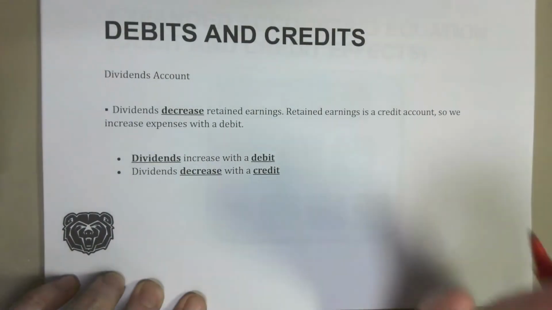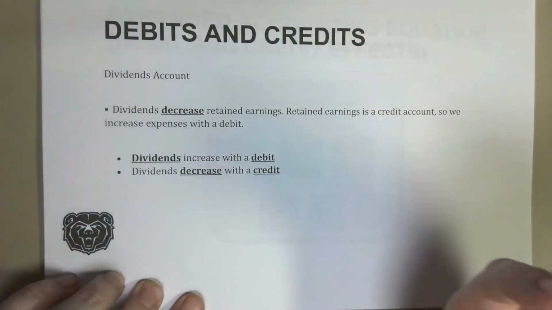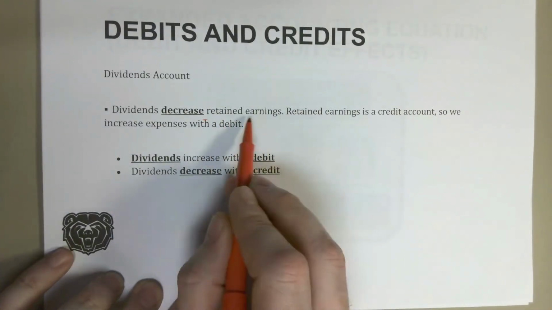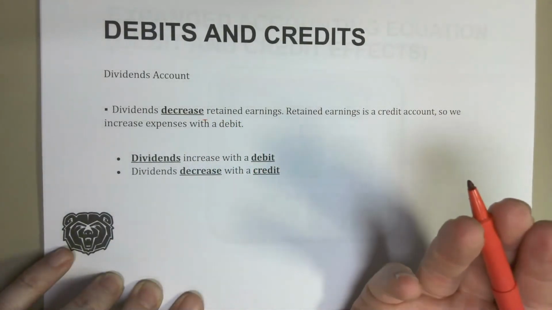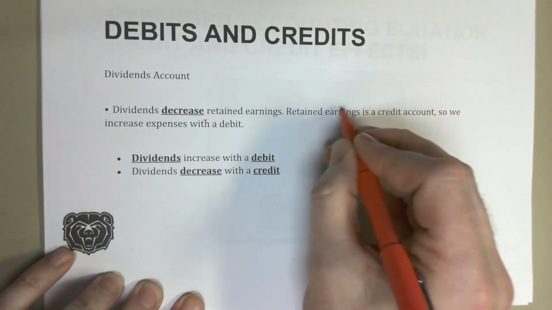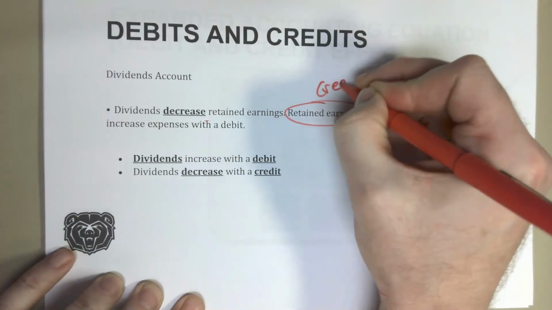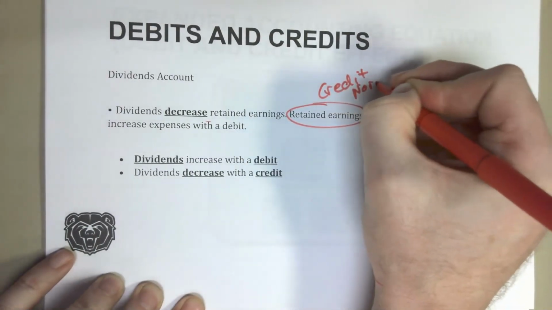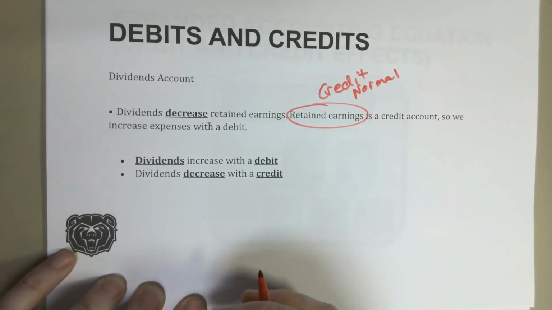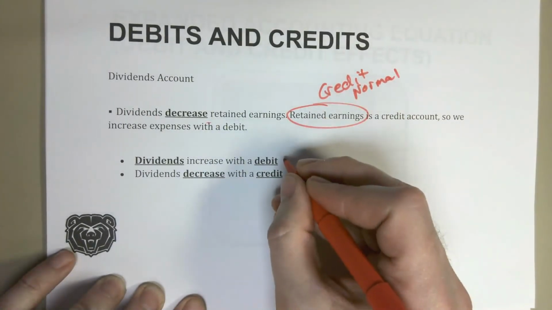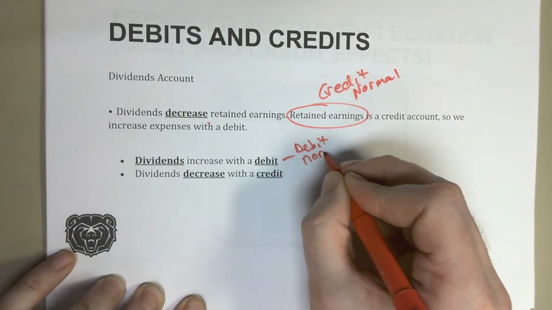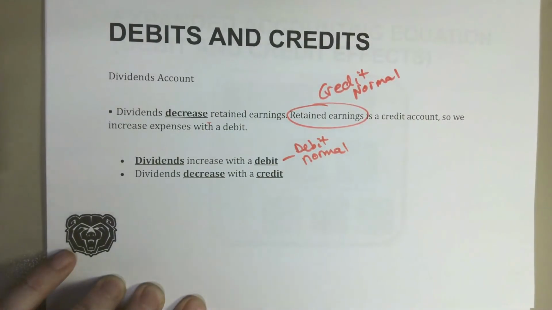But dividends are the same as expenses. They're not expenses, but they behave in the same way. Dividends are going to decrease your retained earnings, okay? So again, since we increase retained earnings with a credit, since retained earnings is credit normal, then we need to increase dividends with a debit, meaning that dividends are debit normal.